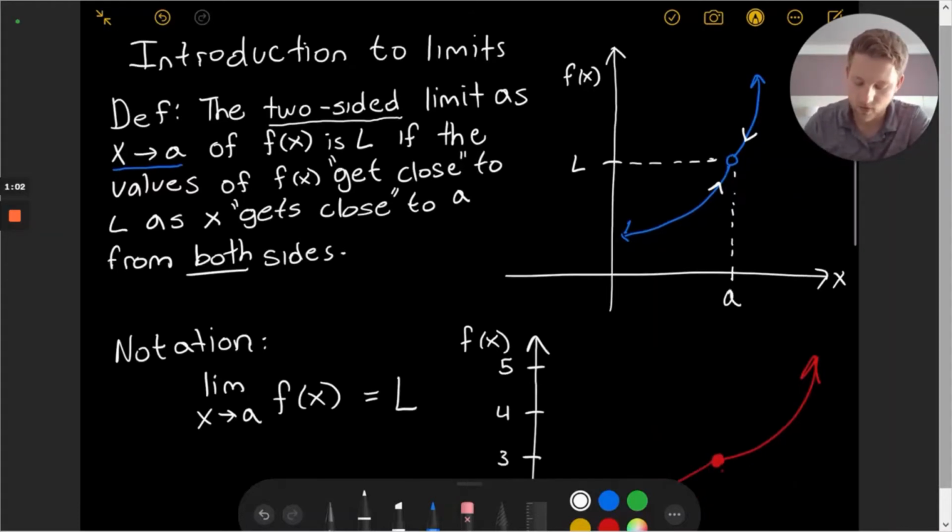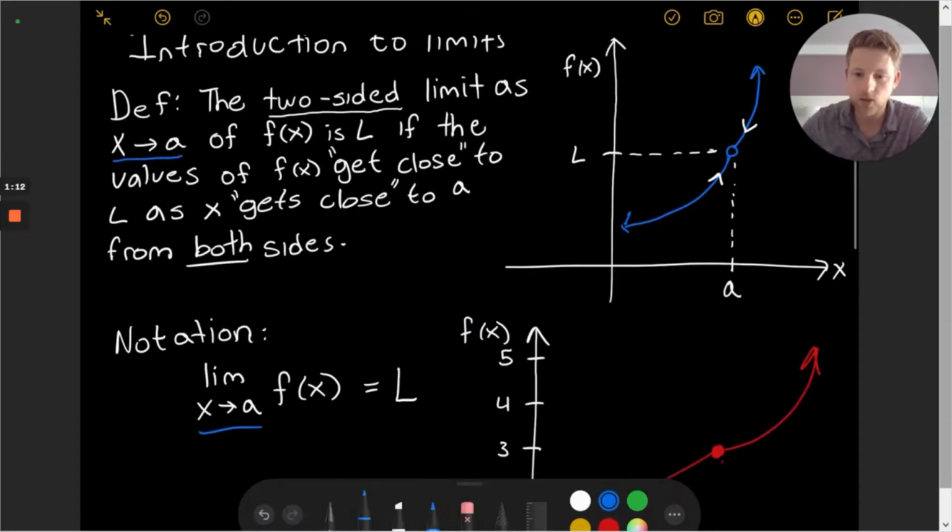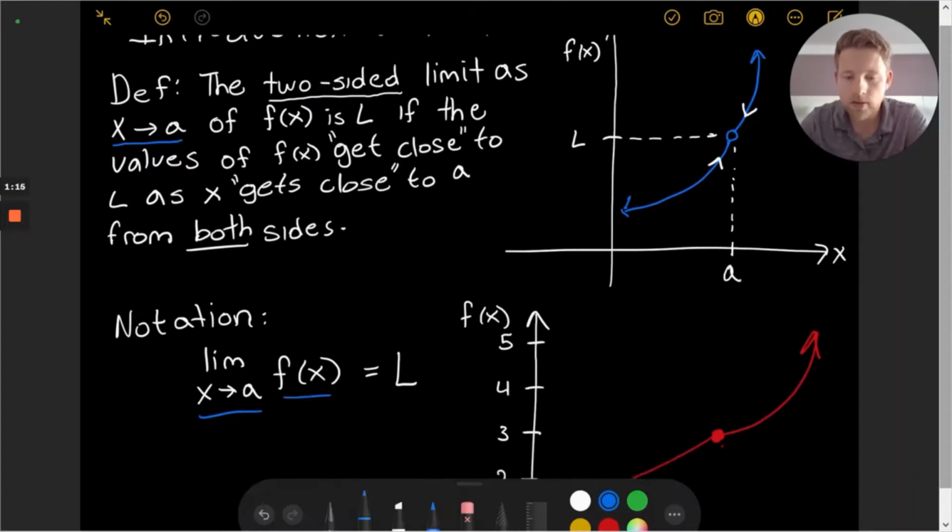Notationally, we would say this is represented with the notation limit as x goes to a of the function f of x is equal to L, where this L is some y value that the function is approaching.